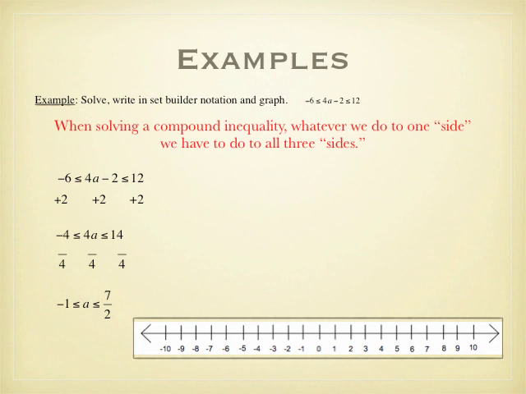Now I want to graph this. So the first number I put on the number line is negative 1. At negative 1, I'll either put a closed circle or a square bracket. And the next number I'll put on the number line is 7/2, which is 3.5. And again, I will either put a closed circle or a square bracket. And I shade in the middle. And the set builder notation is just what we'd expect. It's the set of all a, then that vertical bar that means such that. So the set of all a such that, and then the inequality that a has to meet.